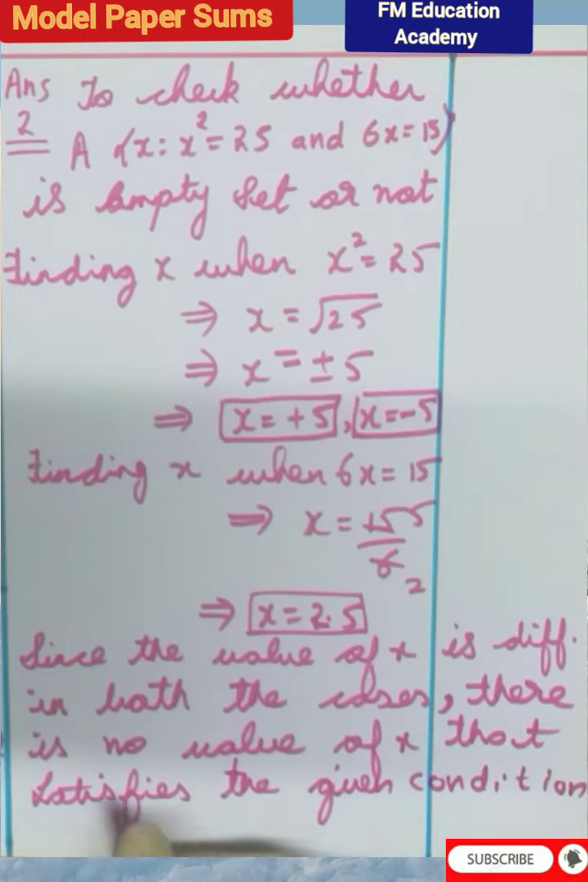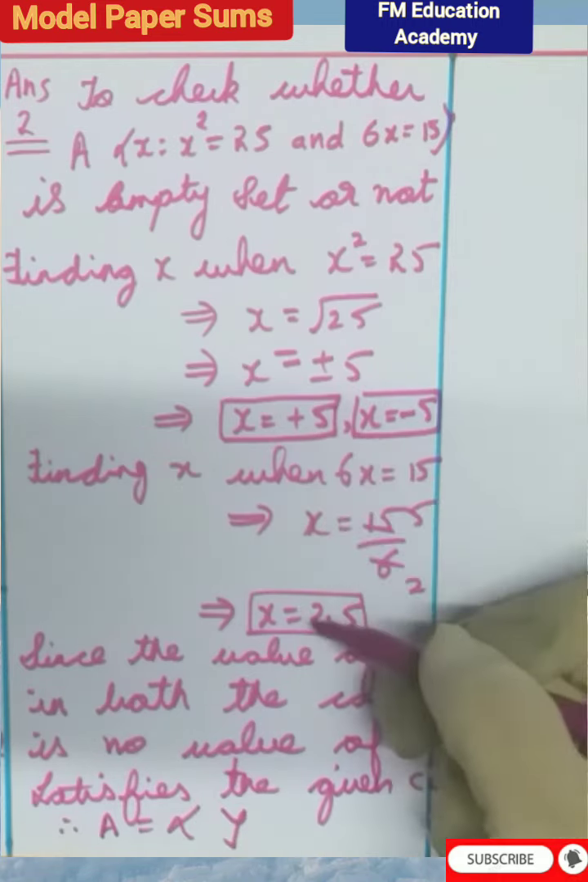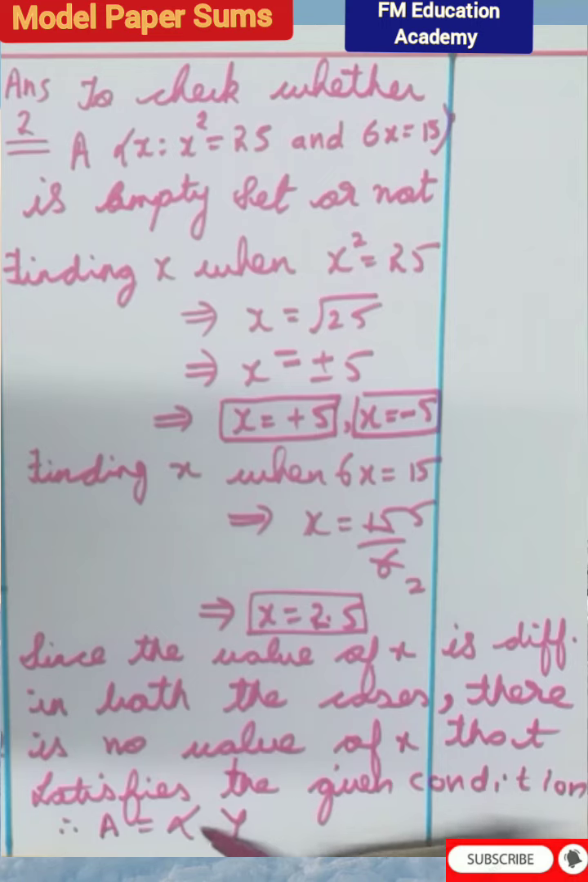So we can say, therefore, A is what? It is an empty set because both are different, so both will not fit in this A, because in order to fit in this, both x should be the same. So A is equals to no elements are present, which means it is an empty set. So we'll write, therefore set A is an empty set.